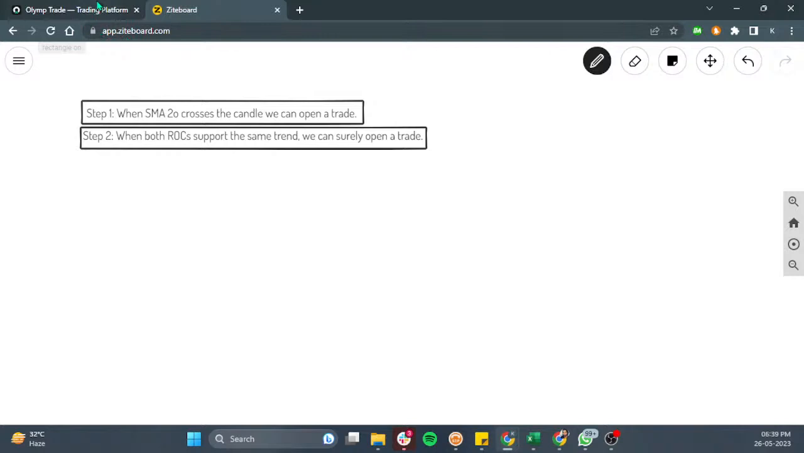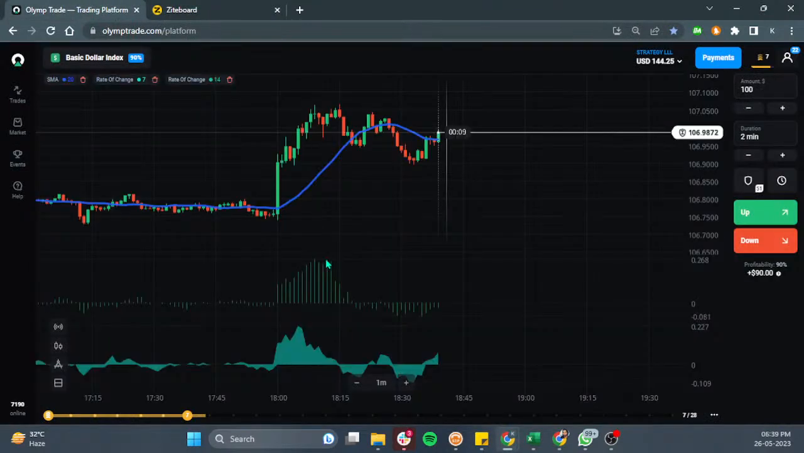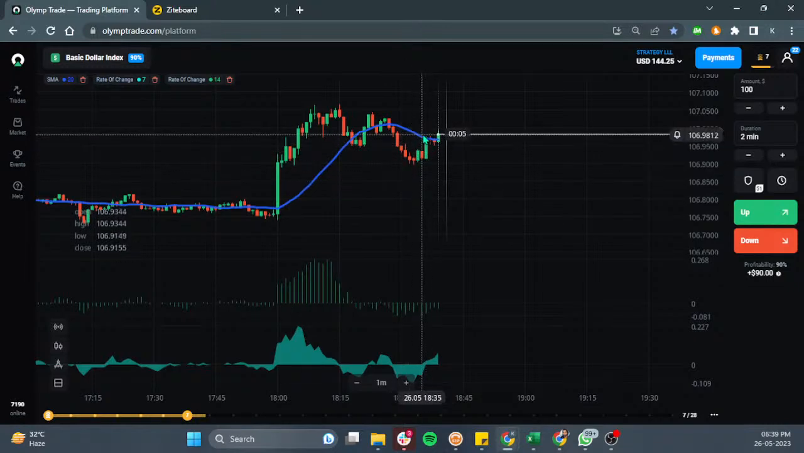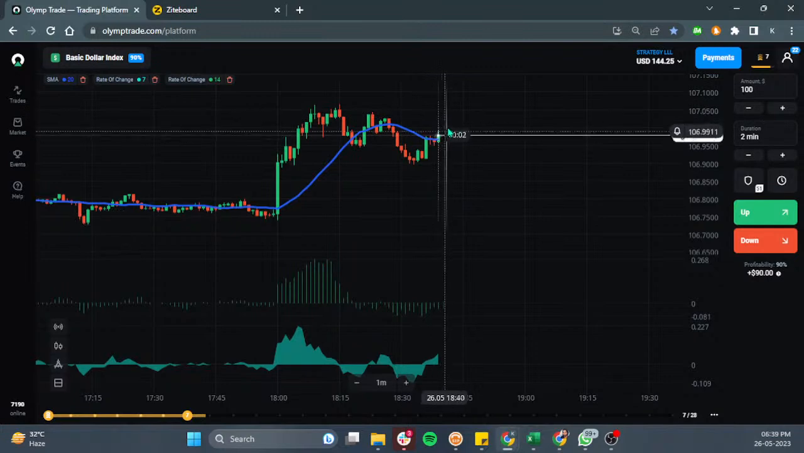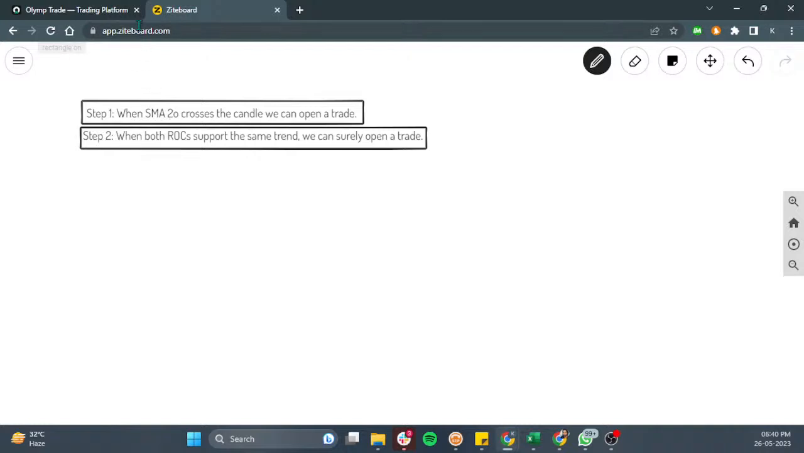Whenever you see the SMA 20 is crossing the candle, you can open a trade. For example, right now we have a great example, it's crossing. So it means it's crossing in the downward direction, which means it's going in an upward trend. So if ROC7 and ROC14 follow the upward trend, we can open a trade. Step 1 is done over here. SMA 20 is crossing the candle.